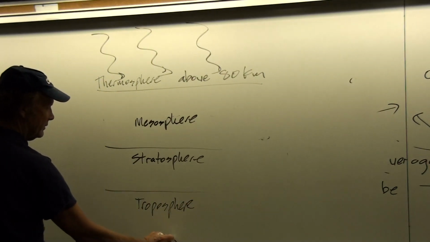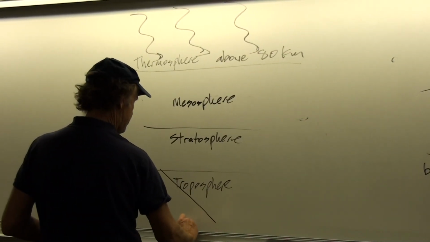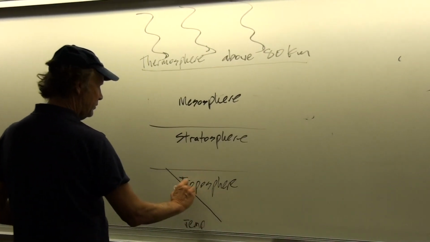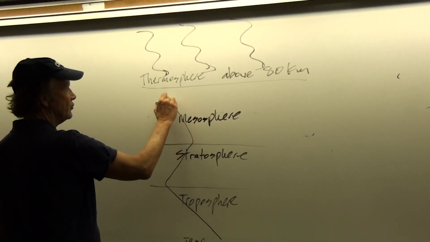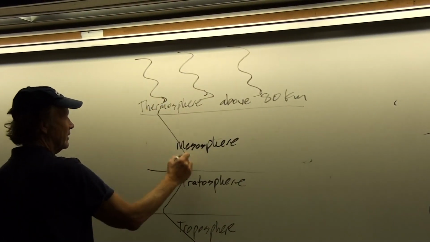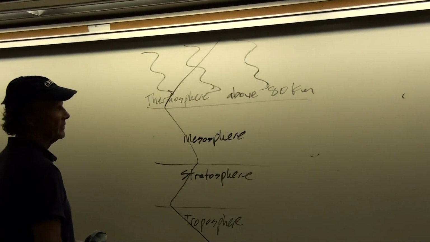So if you go, say, up to the top of a mountain, and this is temperature here, then your temperature is going to get lower. Then it's going to go up in the stratosphere, it's going to drop in the mesosphere, and then increase again in the thermosphere.